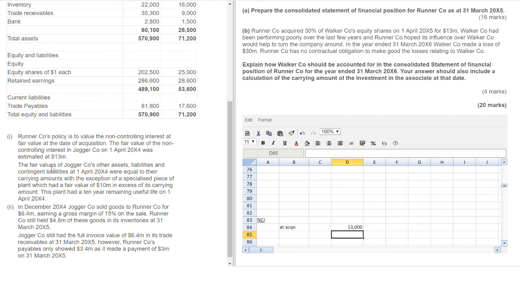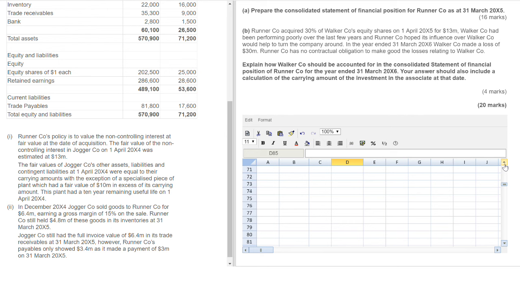What we're told is we're then told the fair value of Jogger's other assets, liabilities, and contingent liabilities at April X4 were equal to the carrying amounts, apart from some specialised plant which had a fair value of $10 million in excess of its carrying amount. Okay, this plant had a 10-year remaining use. Forget that. Let's deal with the 10 million excess.